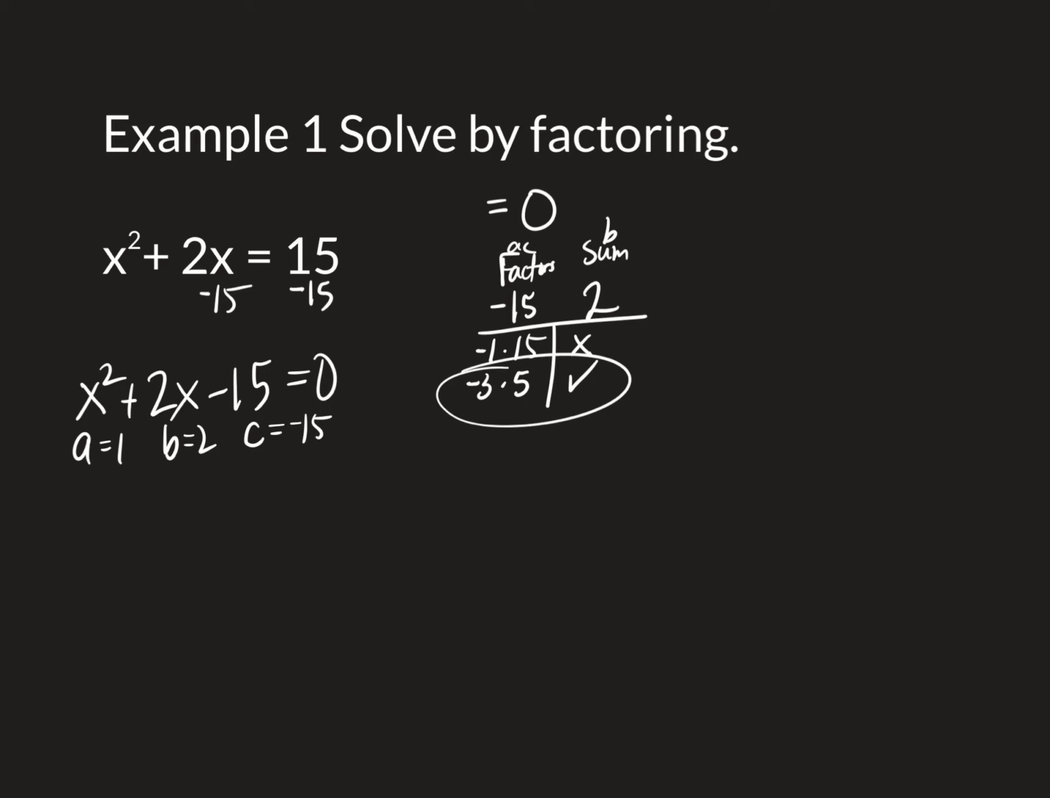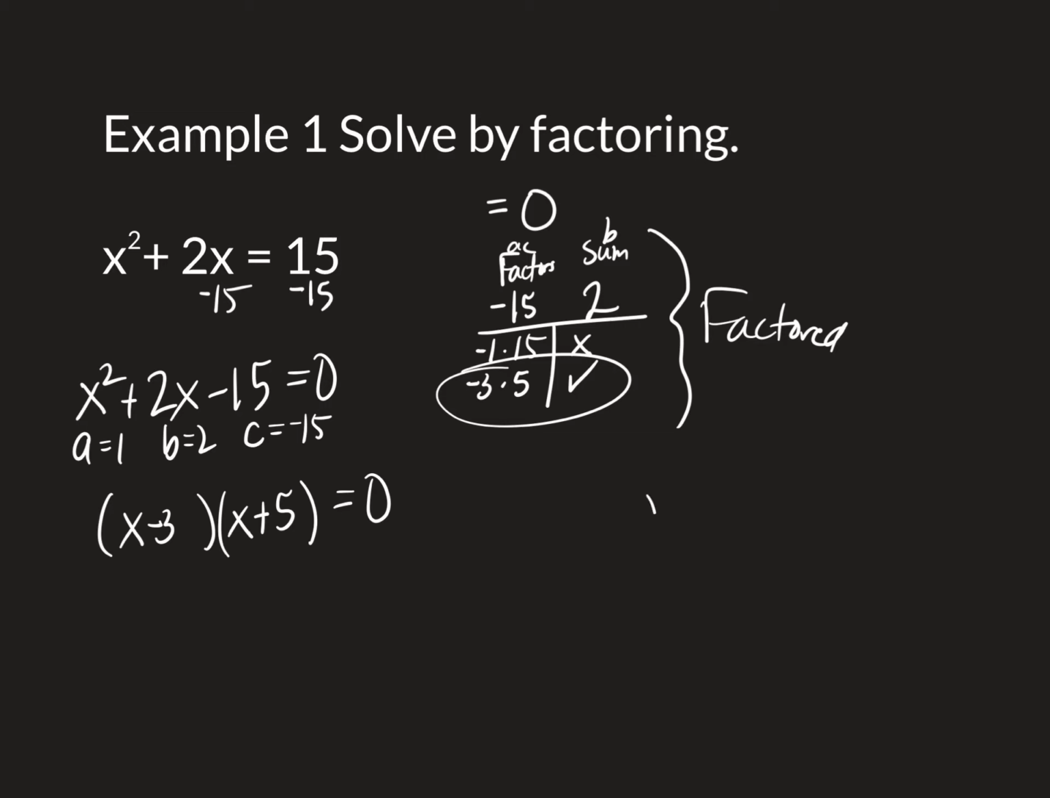Then check your A value. A is 1. So this is one that I can factor quickly. Middle variable of x minus 3, x plus 5. Now you do the zero product property. So we made sure it equals 0. We factored. And now we're going to do the zero product property to get our solutions.